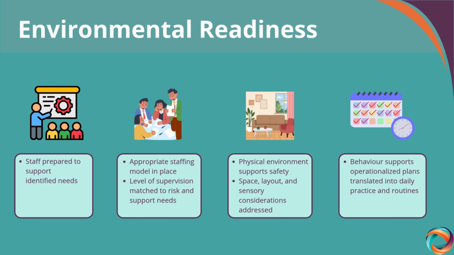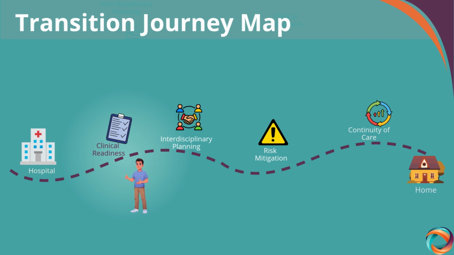Environmental readiness is just as critical. This includes whether staff have the appropriate training, whether staffing levels are sufficient, whether the physical environment is suitable, and whether behavior supports are in place and ready to use. Many transitions fail not because the individual isn't ready, but because the environment isn't. At this stage in the journey, we are assessing whether all components of readiness are aligned before moving forward.